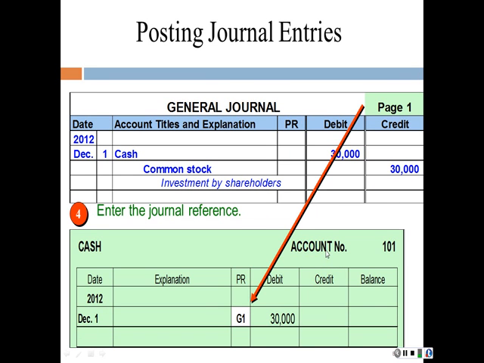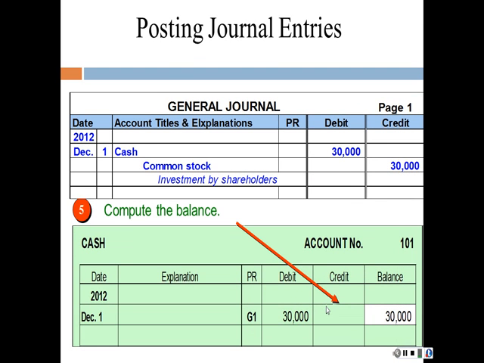Next, what we do is we want to know that we have posted this journal entry into the ledger. And so the column PR stands for post reference. So we are going to record the page number of the journal where we got that entry from. And G1 stands for page 1 of the general journal. And then we're going to determine the balance of the account.